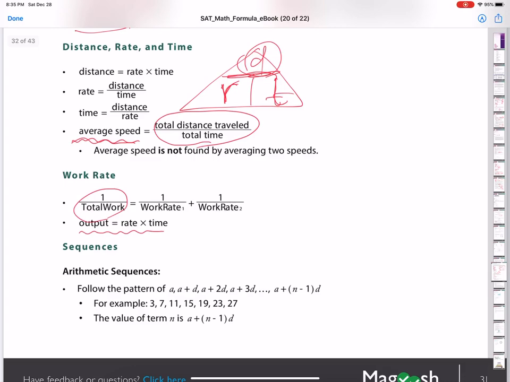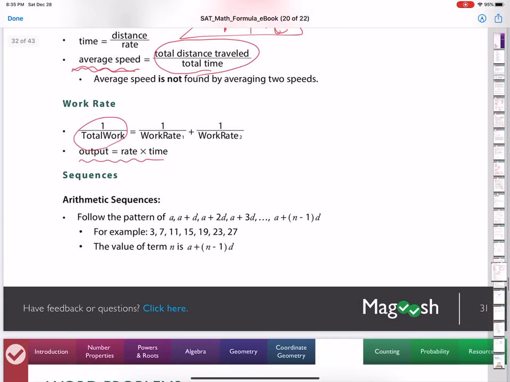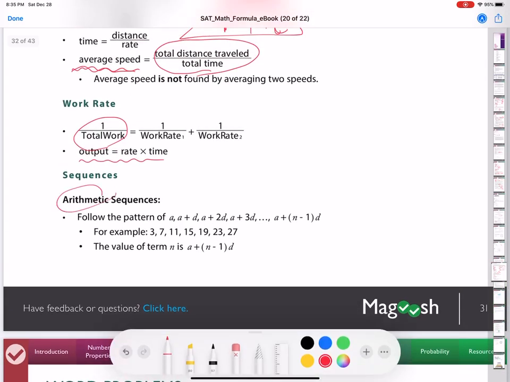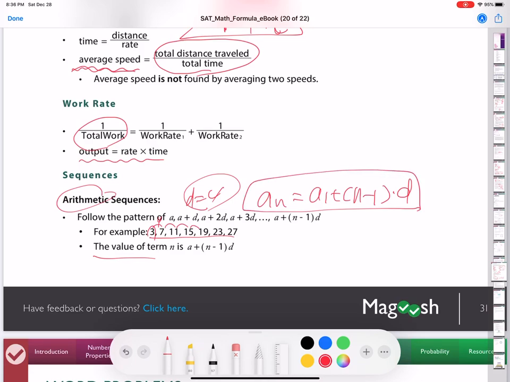There are 2 different kinds of sequence problems in the SAT: arithmetic sequences and geometric sequences. Arithmetic sequences are like this, keep adding the same number, 4 plus 4 plus 4 plus 4 plus 4. We call that 4 the common difference D. D is 4 in this case. The first term is A1. How can you find the nth term? A1 plus (n minus 1) times D. This is the formula to find the nth term of an arithmetic sequence.